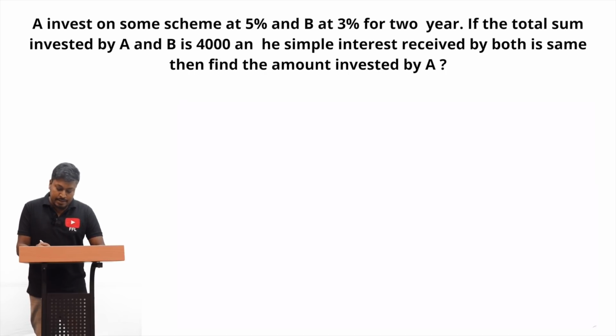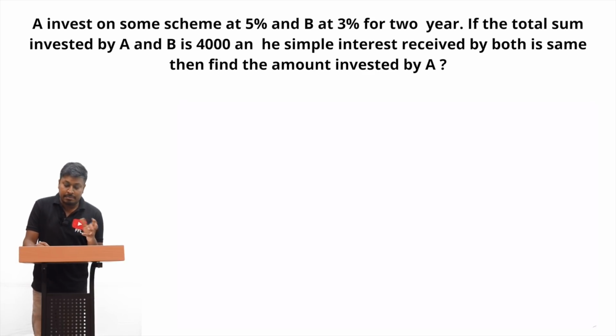So what I can do here is take both the simple interests, since at some point of time they are getting the same. So our target is to find the amount invested by A. What is the amount that is invested by A?